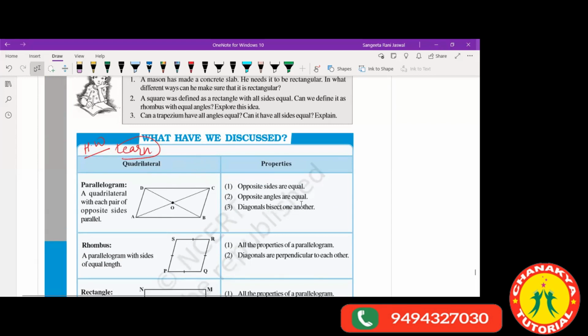Opposite sides are equal, opposite angles are equal. Opposite angles means angle A will be equal to angle C, angle B will be equal to angle D. Opposite sides are equal: side BC will be equal to side AD, and side AD will be equal to side BC. Diagonals bisect each other. Bisecting means they cut each other into two equal parts. Diagonal AC cuts BD into two equal parts. Similarly, diagonal BD cuts AC into two equal parts. So keep these properties in your mind.